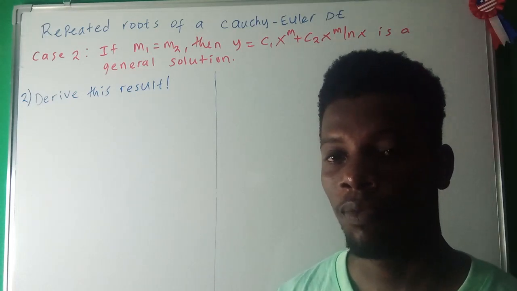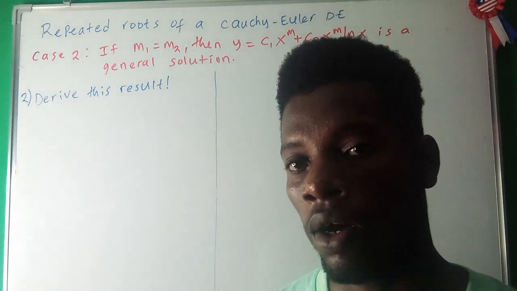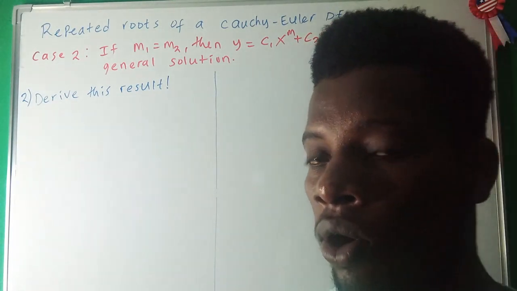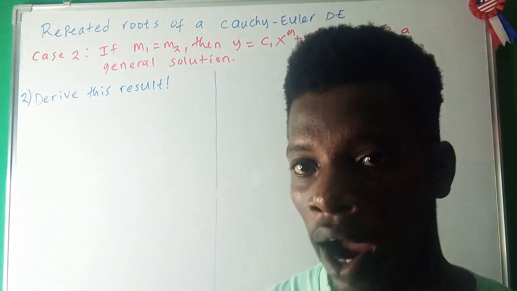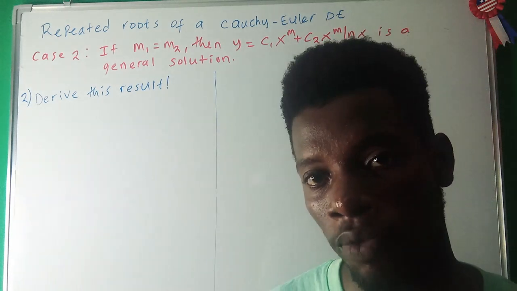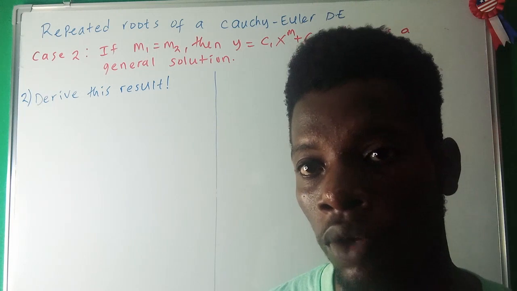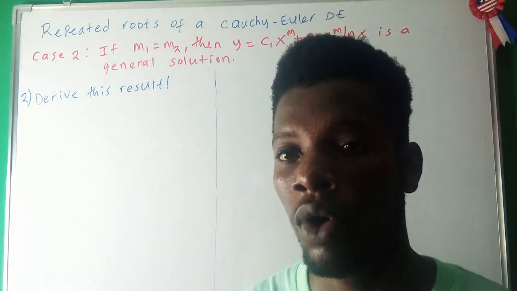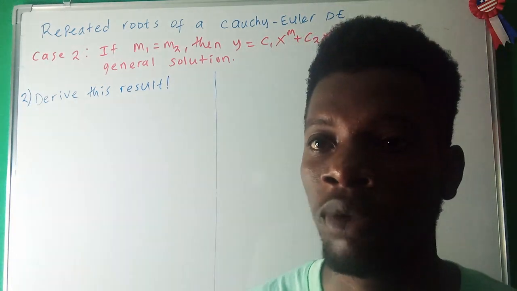Welcome back, guys. Today we are going to be looking at a very important result. If you solve a Cauchy-Euler differential equation by using the appropriate substitution y equal x to the power m, you'll be left with a polynomial equation. So you have to solve that polynomial equation to get the solution, and then you write the solution of the differential equation using the polynomial equation solution you obtain.